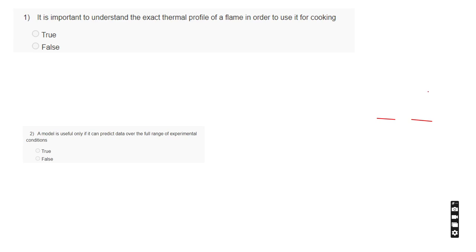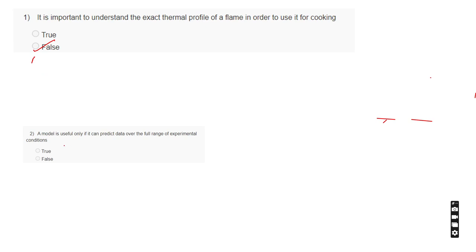What is the answer for that? It is important to understand the exact thermal profile of a flame in order to use it for cooking. It's not right. We don't need to understand it. So the answer will be false.